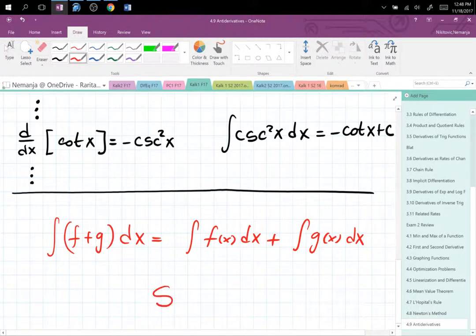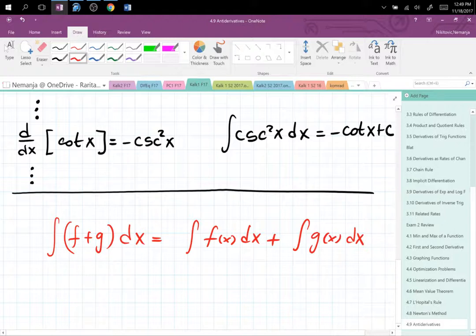The old notation, I believe, used to be like this. Original Riemann notation or something like that. This is S. Stands for the sum. I think that was the notation, or maybe UP. Something like that. Anyway. Doesn't matter.